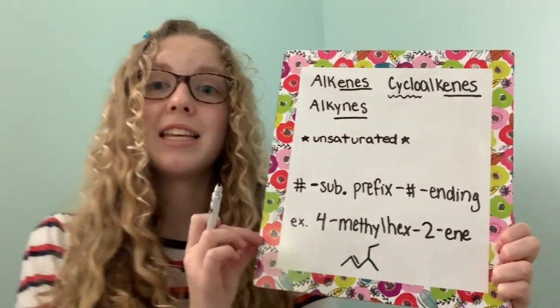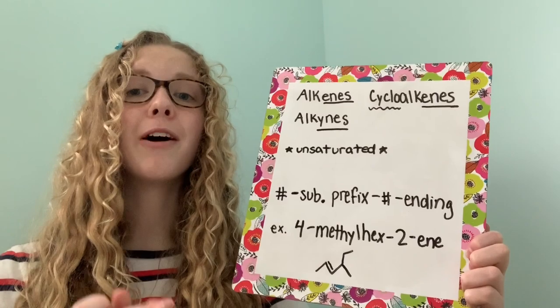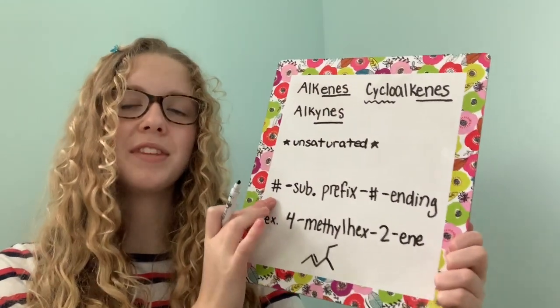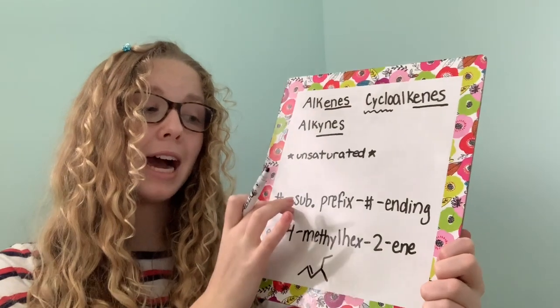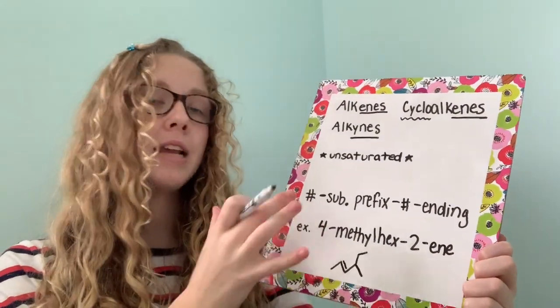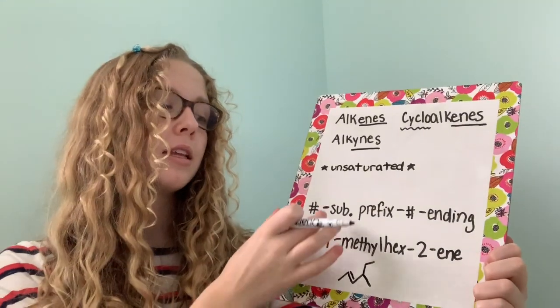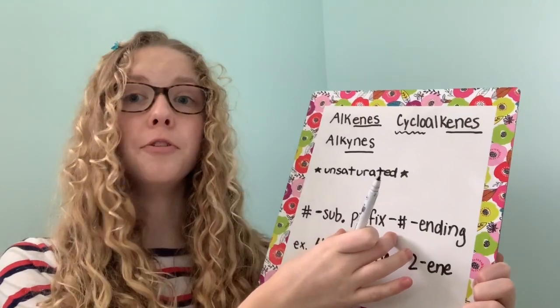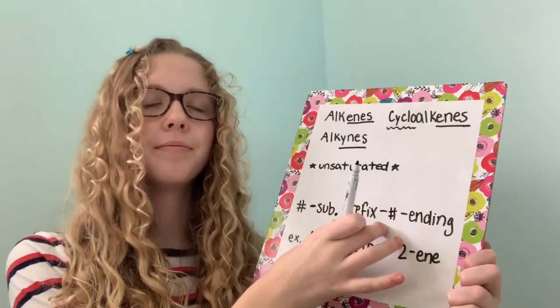Here is the format that you'll use to name them. It always follows the same pattern. First, you'll start with the location of the substituent, dash, the name of the actual substituent. If there is more than one substituent, then you'll follow this pattern twice. Then you'll move on to finding the longest carbon chain.